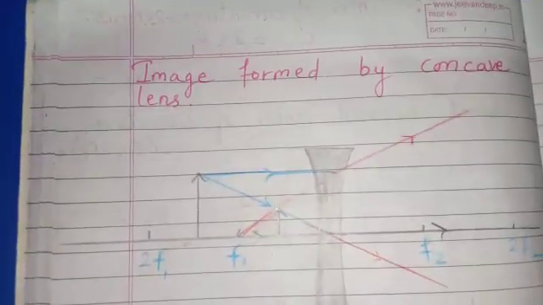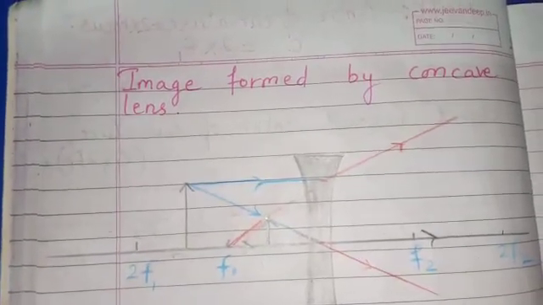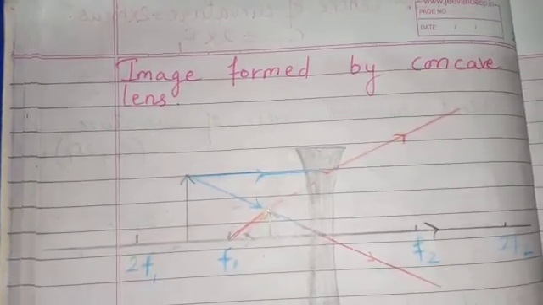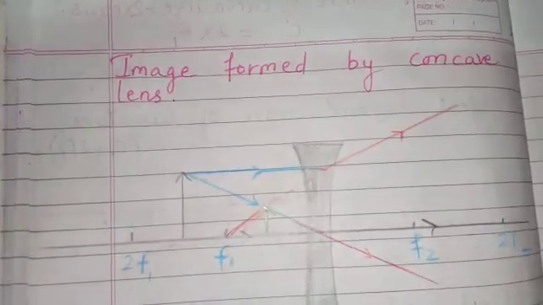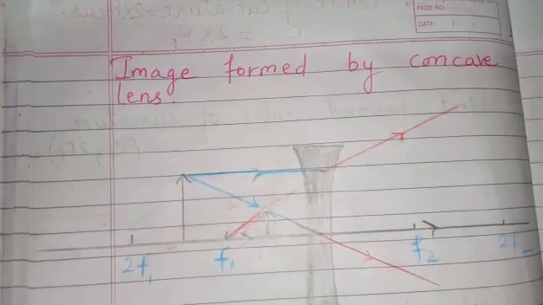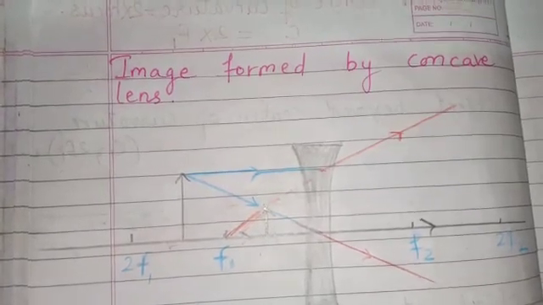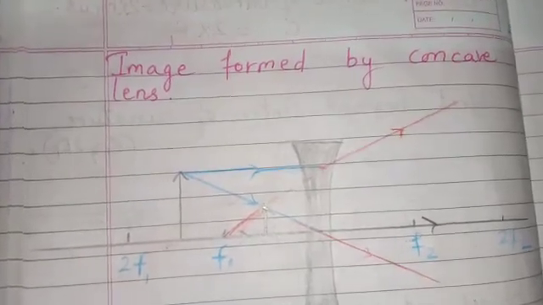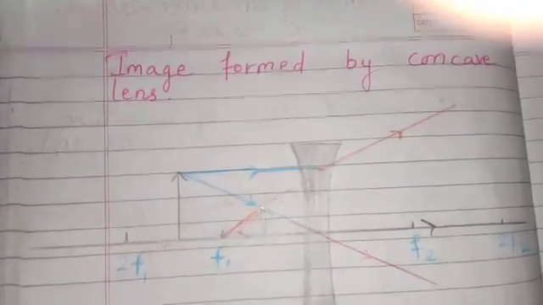Hello everyone. In my last video I explained the ray diagrams or the images formed by convex lenses and the distinction between the real and the virtual image. Our today's topic is the images formed by concave lenses and some important formulas which we use in our numericals. So today I have taken first the image formed by the concave lens.